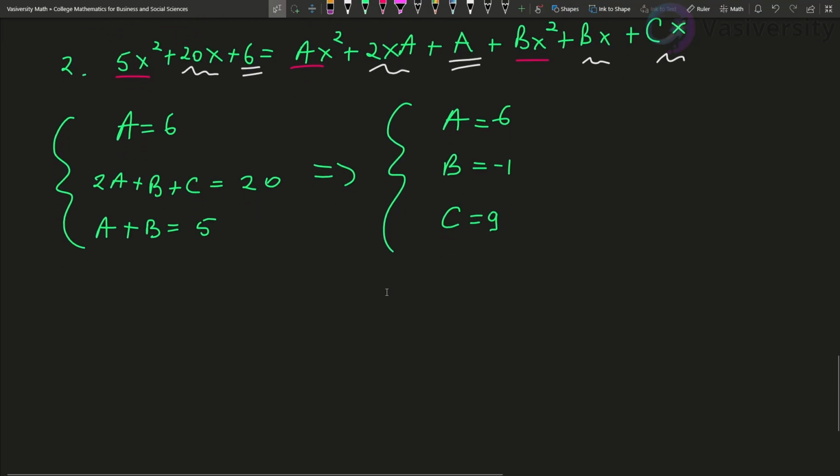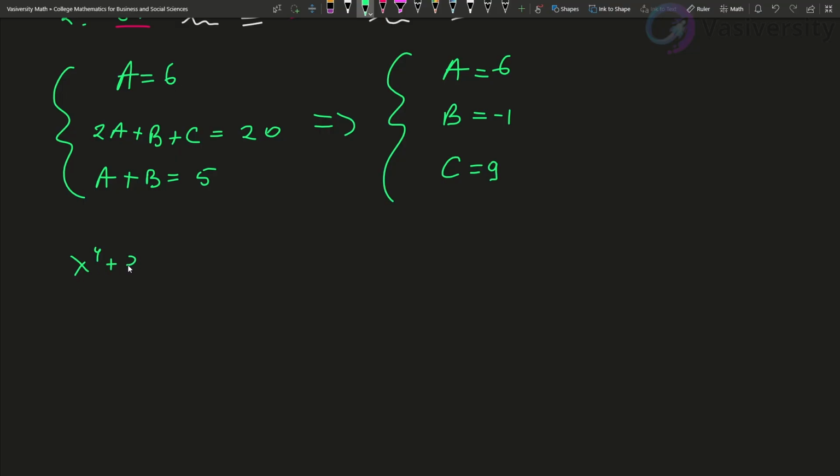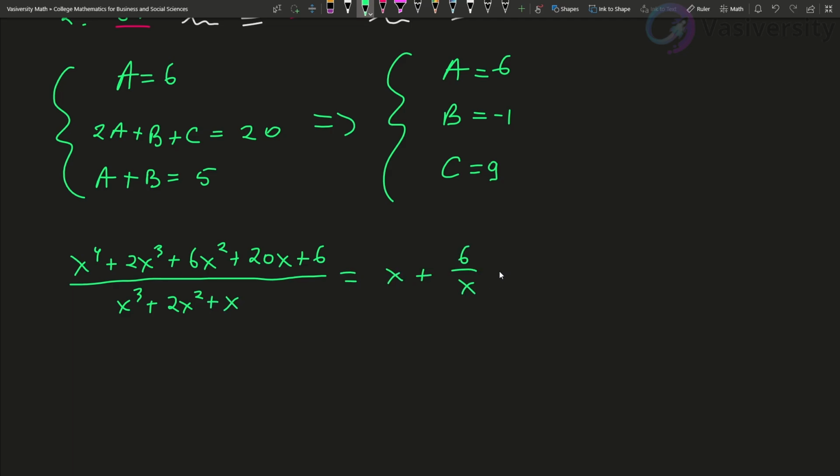Okay, so our final equation: (x to the 4th plus 2x cubed plus 5x squared plus 20x plus 6) divided by (x cubed plus 2x squared plus x) is equal to x plus 6 over x minus 1 over (x+1) plus 9 over (x+1) squared. Perfect. So we've done a partial fraction decomposition on this big fraction. That's how we're working through. Let's go through one more example. This is the last example for partial fraction decomposition before we summarize the steps that we have to take once again, and then we're going to move on to system of inequalities.